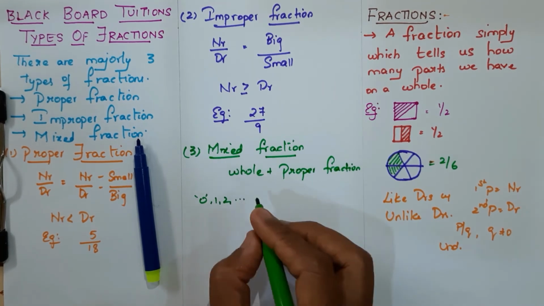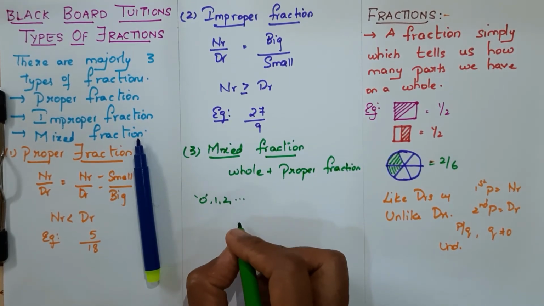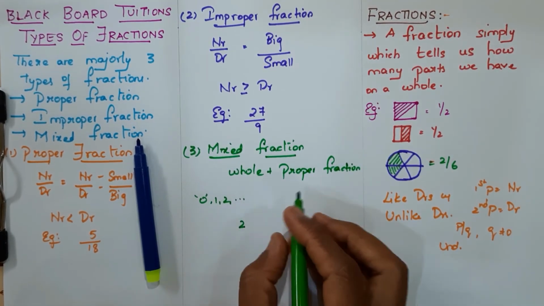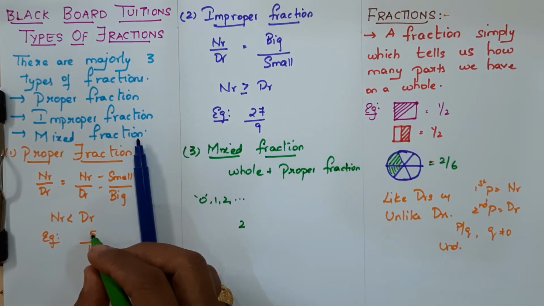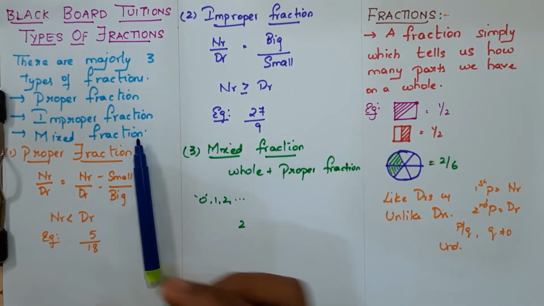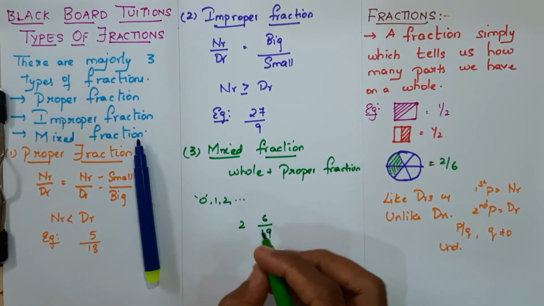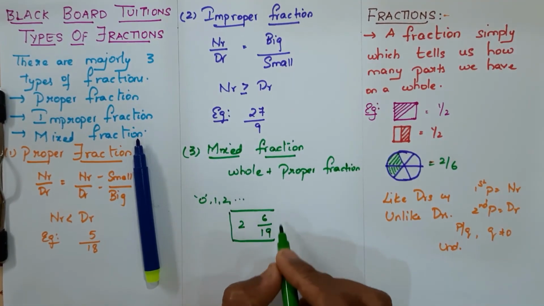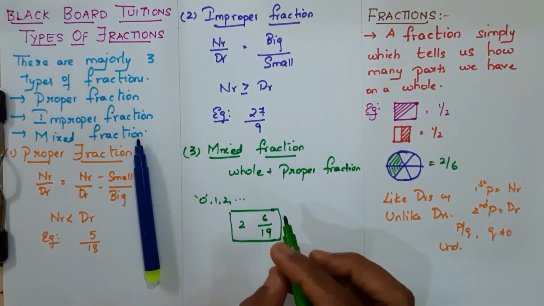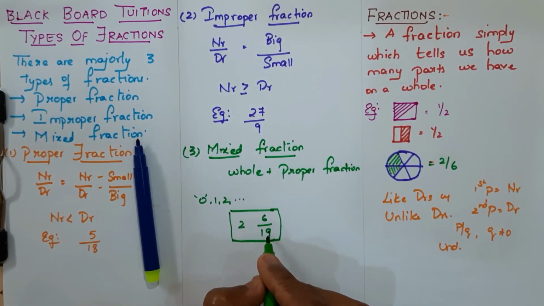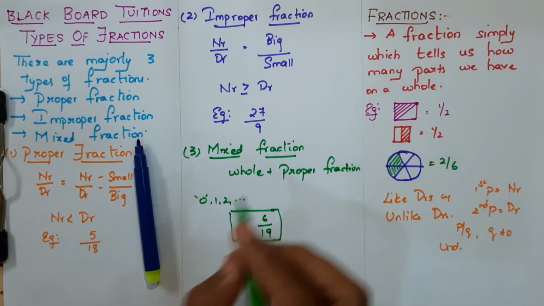Now take any whole number except 0, like 2, and a proper fraction, where the numerator should be small and the denominator should be big. If we take 6 by 19, this we can denote as a mixed fraction, where this is the whole number and this is the proper fraction. This whole part is called a mixed fraction.